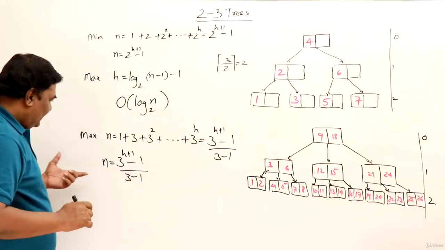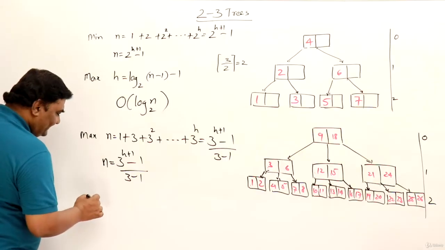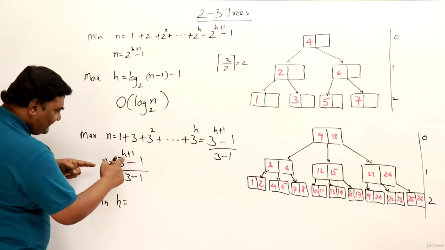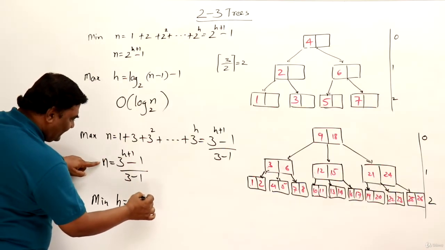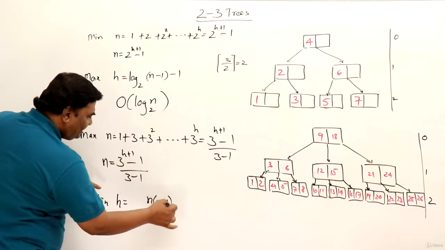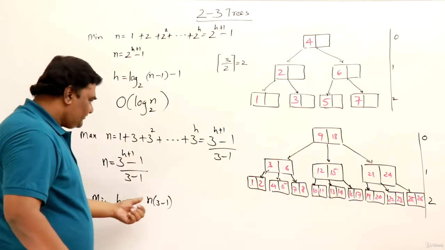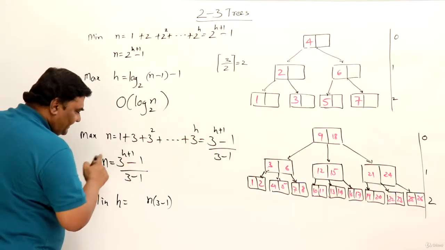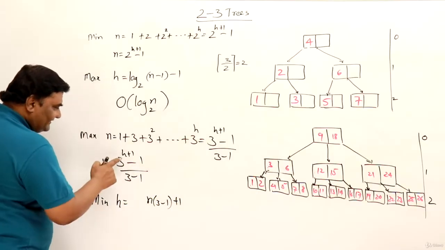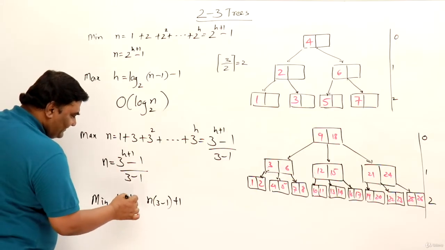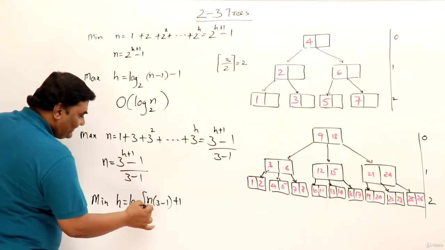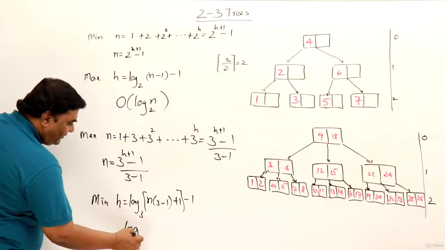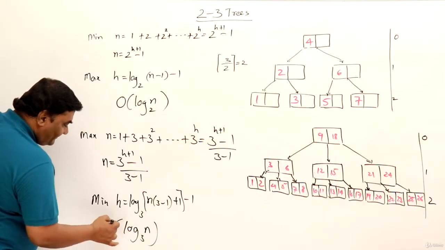Now, similarly, from this formula, that is maximum nodes, I can find out minimum height. Minimum height is, if I take out height, this will be n into 3 minus 1. I am keeping it as 3 minus 1. Actually, it is 2. So, 3 minus 1 because the degree minus 1. So, I am keeping it as 3 minus 1 only. This minus 1 comes this side, so it becomes plus 1. Then bring this 3, base 3 here. So, it will be log base 3 and this whole thing. And this plus 1 comes here, minus 1. So, this is log base 3 n big O.